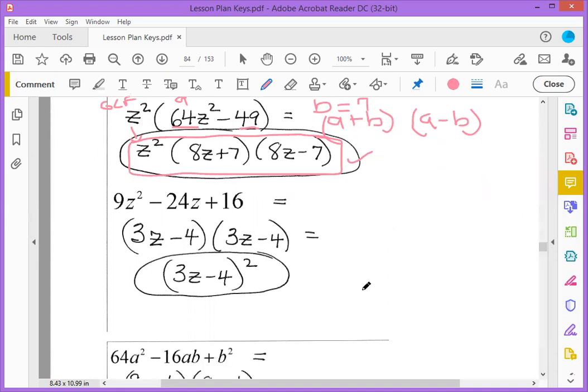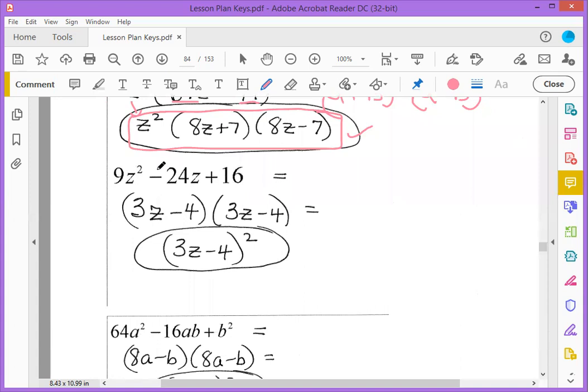All right, we have a trinomial for the next problem, 9z squared minus 24z plus 16. This 9z squared, we factor using 3z and 3z. 9 is a perfect square number. 3 times 3 gives us 9. And z squared, we use z and z. And then to factor 16, we use minus 4 and minus 4. Notice we have the same terms in parentheses twice. So another way that we could write that, 3z minus 4 times 3z minus 4, is just 3z minus 4 squared.